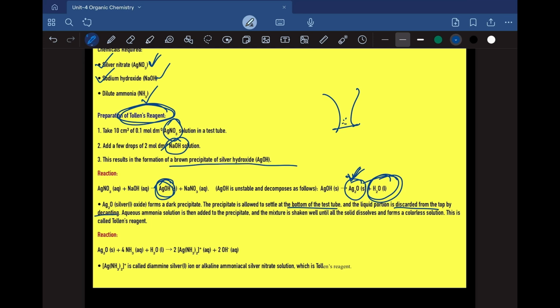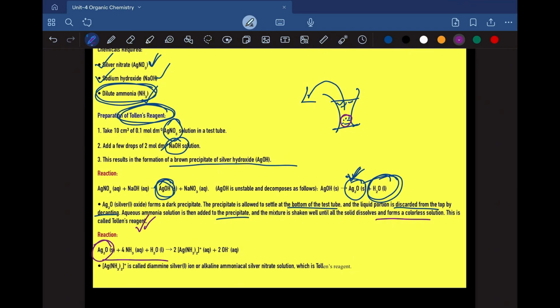Decanting means the precipitate is at the bottom and the water is in the upper position, so we remove the water from the test tube. After removing that, we will add aqueous ammonia solution to the precipitate. We will then shake this mixture until all of the solid dissolves and forms a colorless solution. This colorless solution is actually the Tollens' reagent.